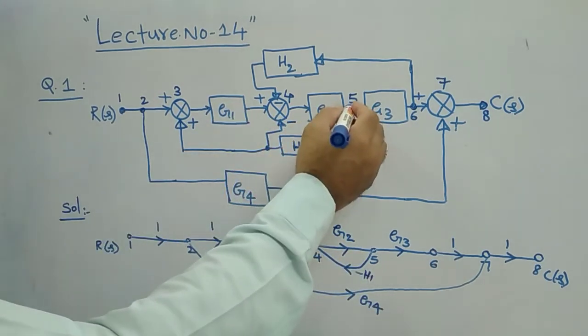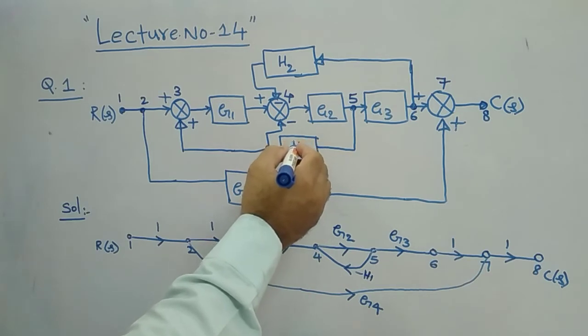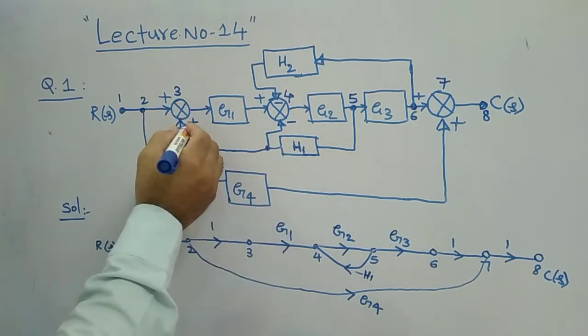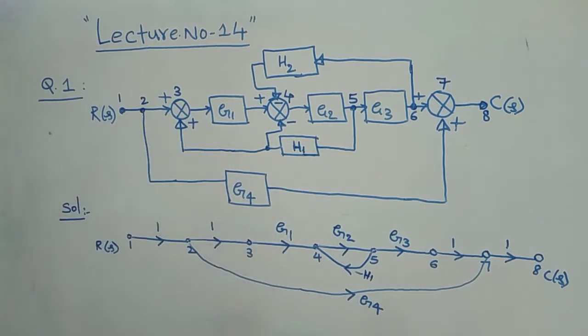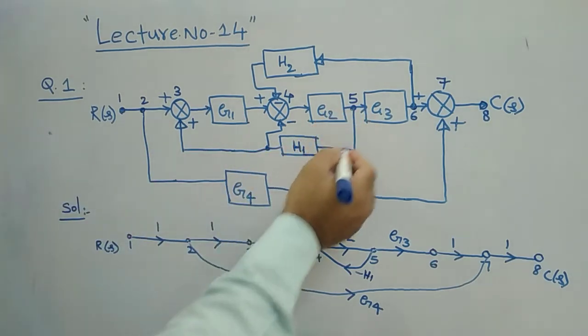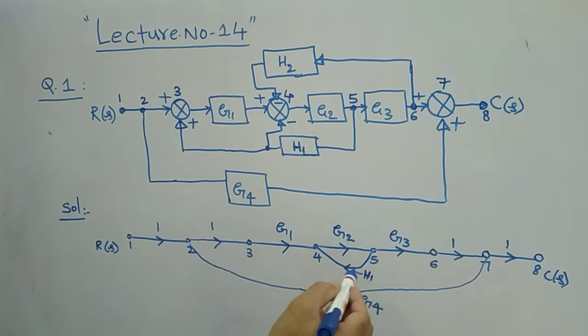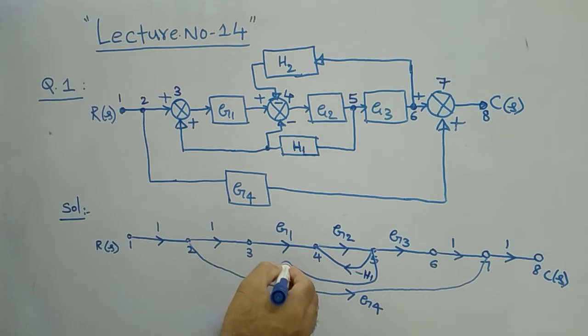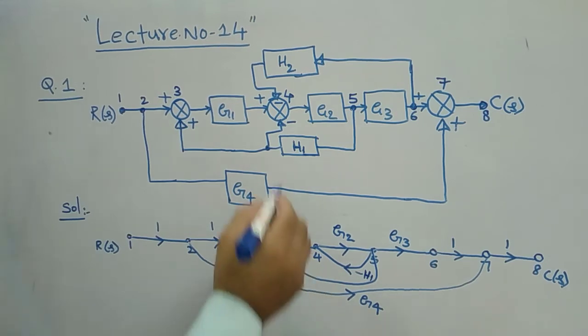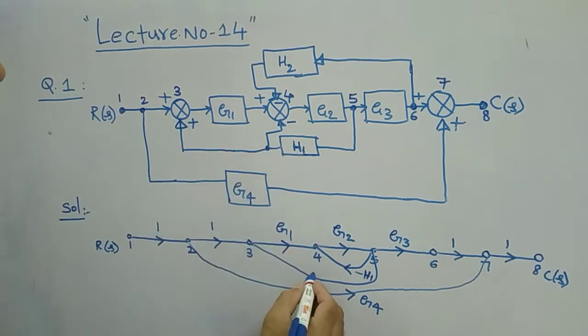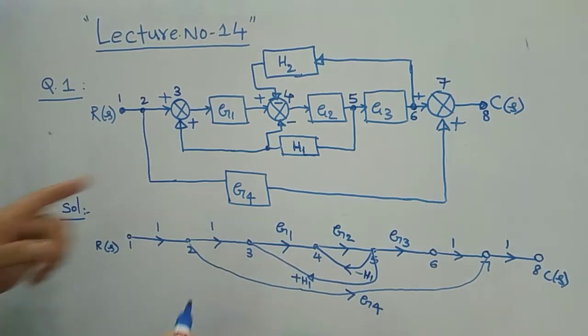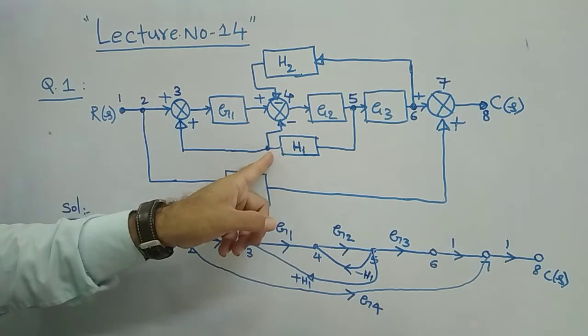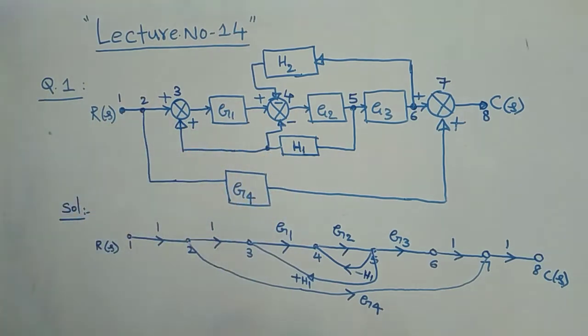Similarly, from the fifth point, it is going to the third summer with positive, having the feedback loop gain as H1. Means 5 to 3, you have one more connection. From 5 up to 3, what is that? H1, means plus H1. This is plus H1. Understood? Okay, plus H1.